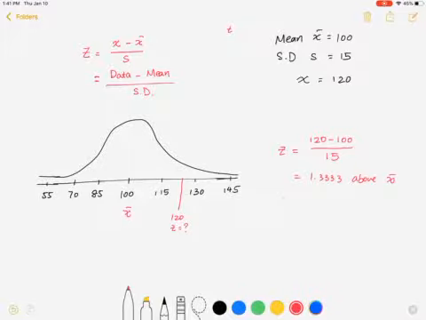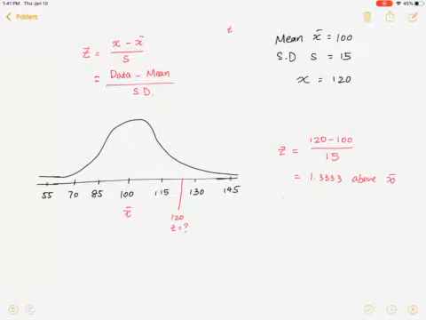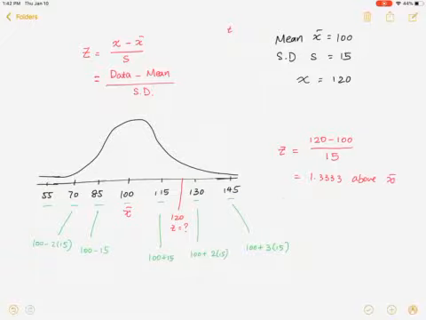Just in case you didn't catch how I got those numbers: first, 100 is just the mean. Then 115 I got using 100 plus 1 standard deviation. 130 I got using 100 plus 2 standard deviations. And 145 I got using 100 plus 3 standard deviations. 85 I got using 100 minus 1 standard deviation, 70 using 100 minus 2 standard deviations, and 55 using 100 minus 3 standard deviations.